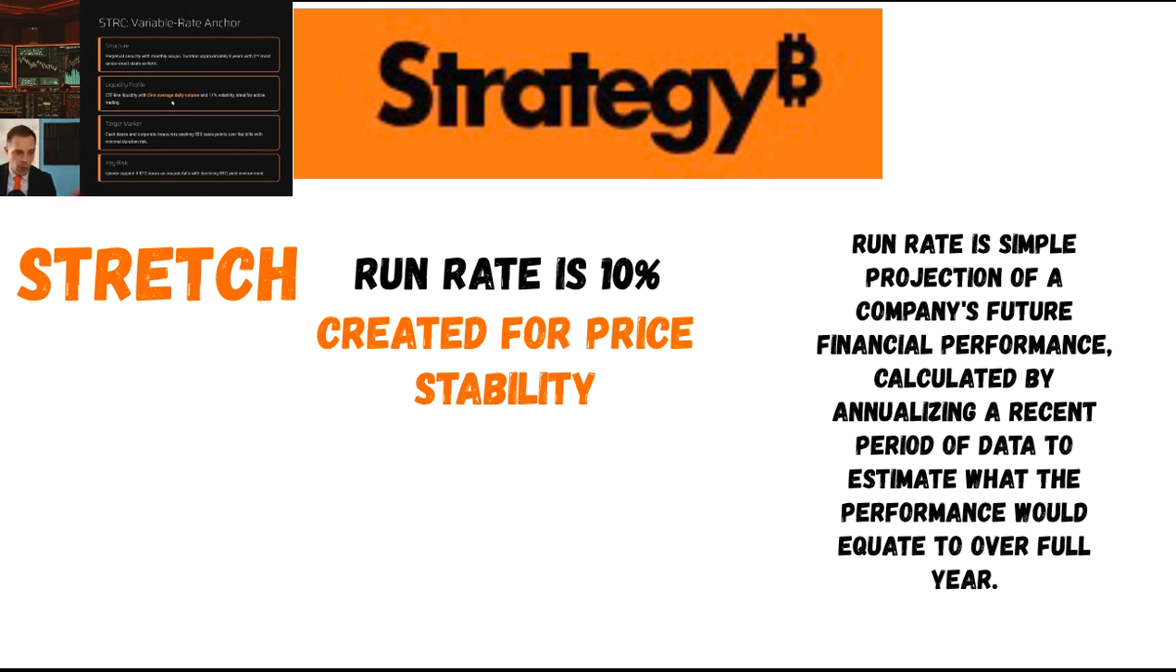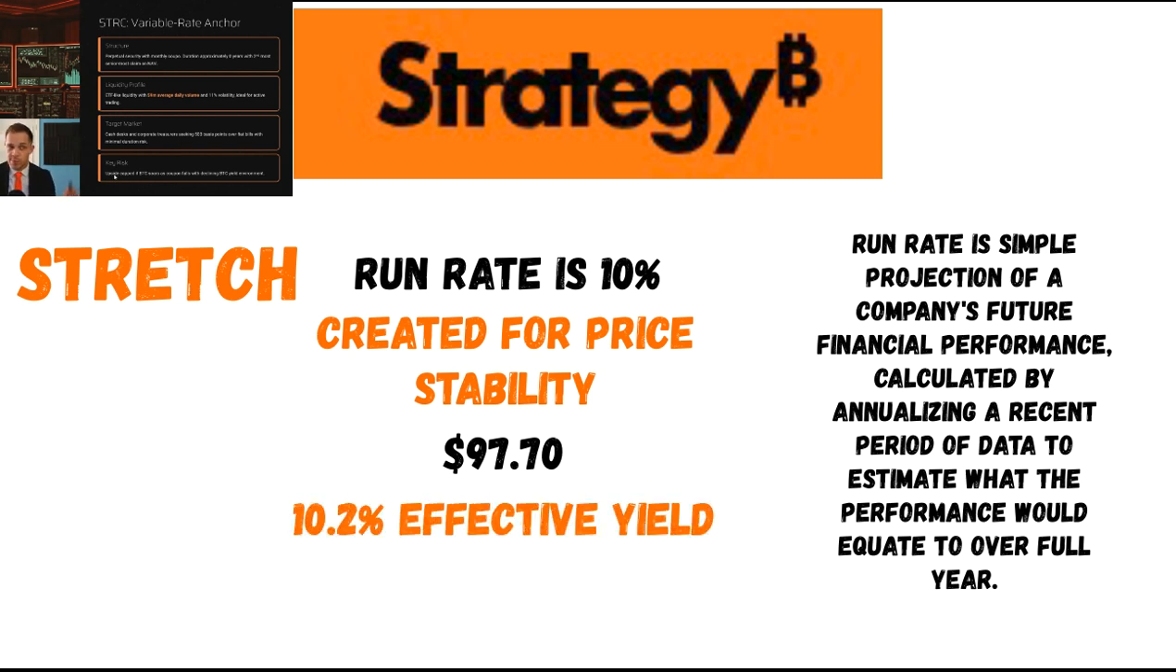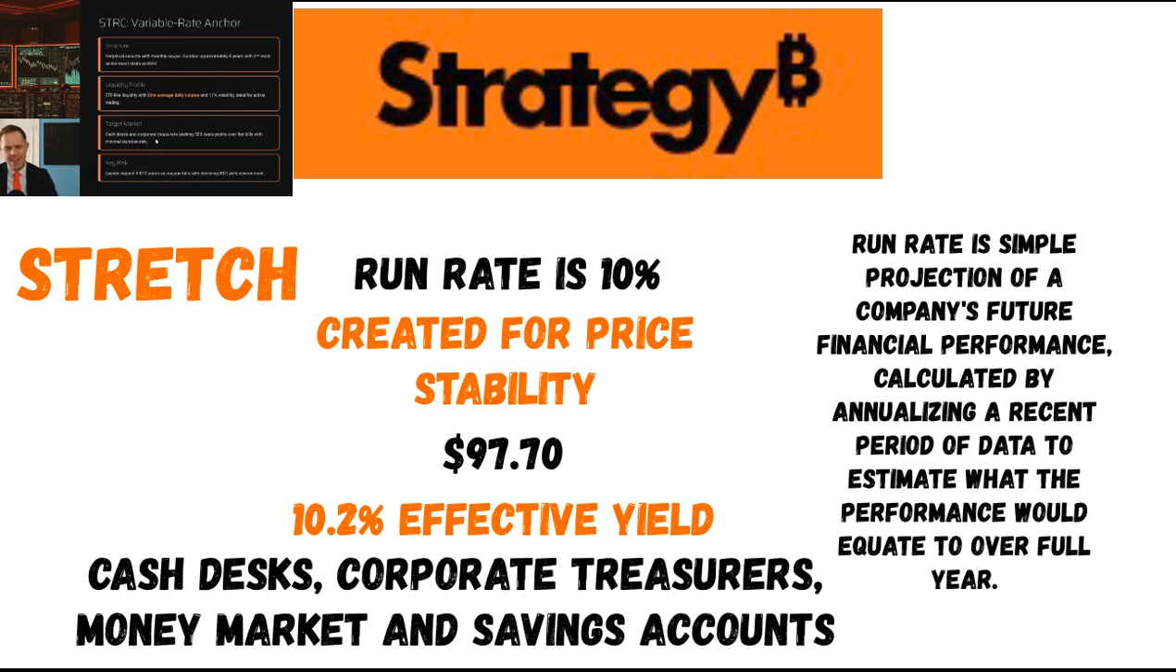The price is $97.70 right now, paying a 10.2% effective yield, which means that your upside is capped if Bitcoin soars, but you're getting 10%, which is 500 basis points over what fiat T-bills would pay you, okay? This is the target market. Cash desks, corporate treasurers, think money market accounts, think savings accounts. This is what I'll be putting my money in when I'm earmarking it for taxes.